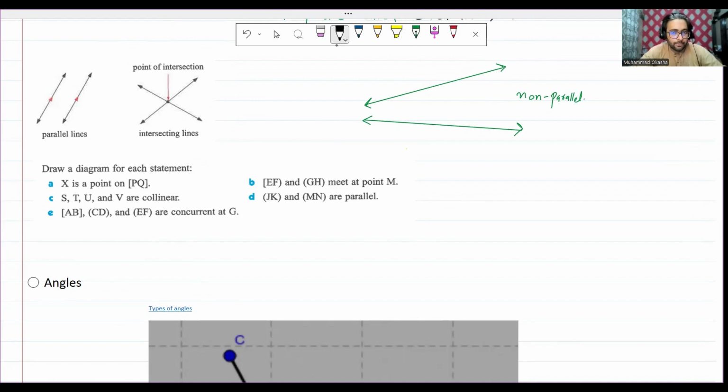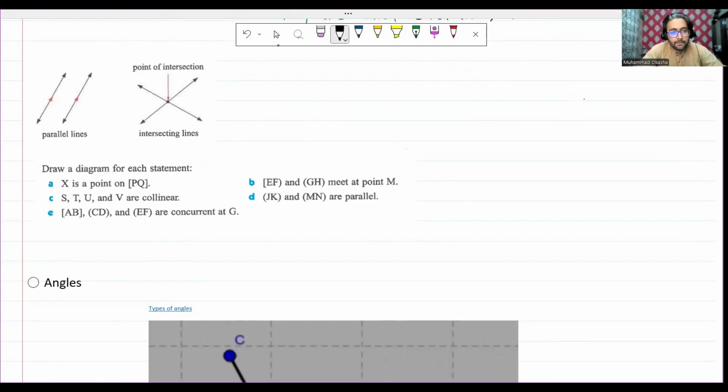Non-parallel lines will meet at some point. And I hope you remember that this is a line, so it keeps on going infinitely in both directions. So if I were to extend this line, and if I were to extend this line, I hope you can see this point of intersection of the two lines. This is a point of intersection. So lines are either parallel or they are intersecting. If they're not parallel, they will always intersect at some point.